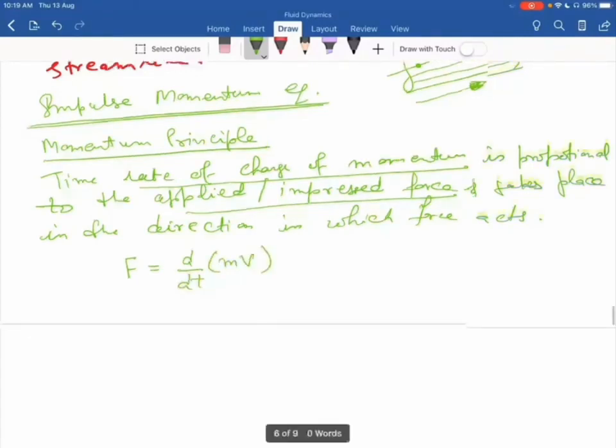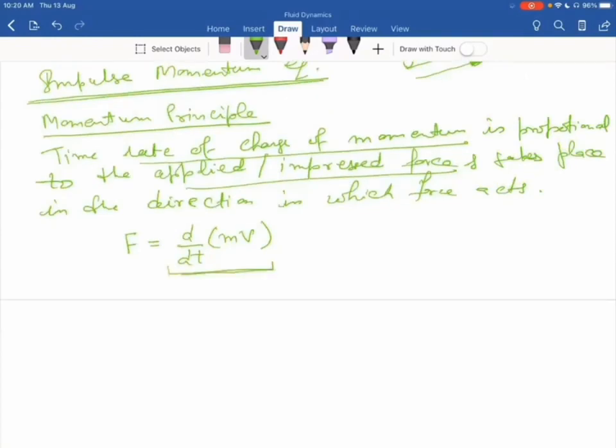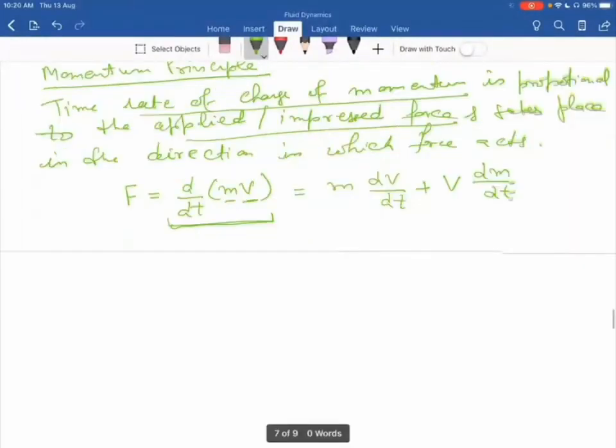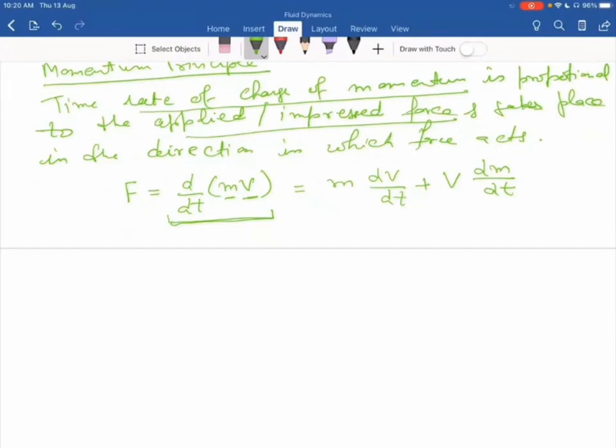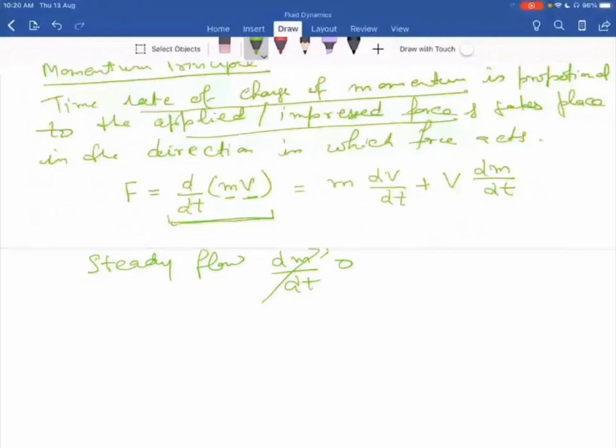Okay. Now if I open this derivative, I write this equation as m dv by dt plus v dm by dt. Here v is the velocity and m is the mass. So m dv by dt plus v dm by dt. Now I put one assumption here: if the flow is steady, then the mass flow rate is constant, so you can put dm by dt as 0.